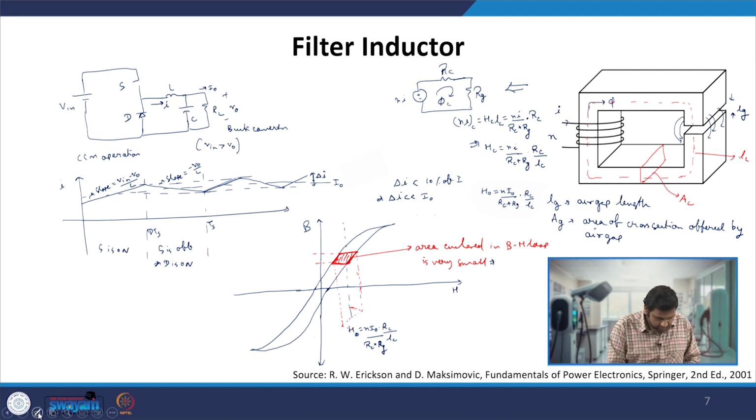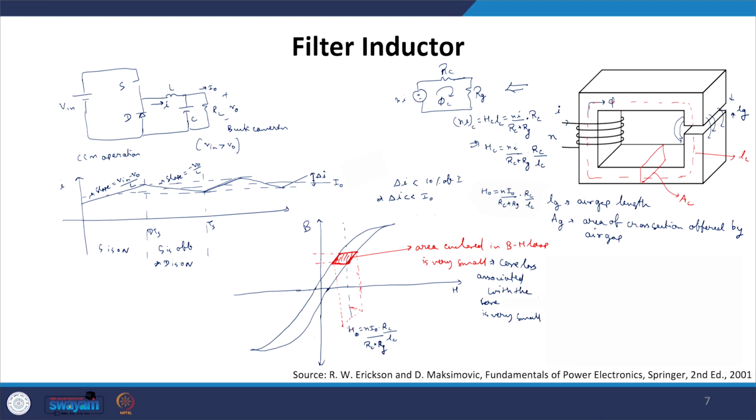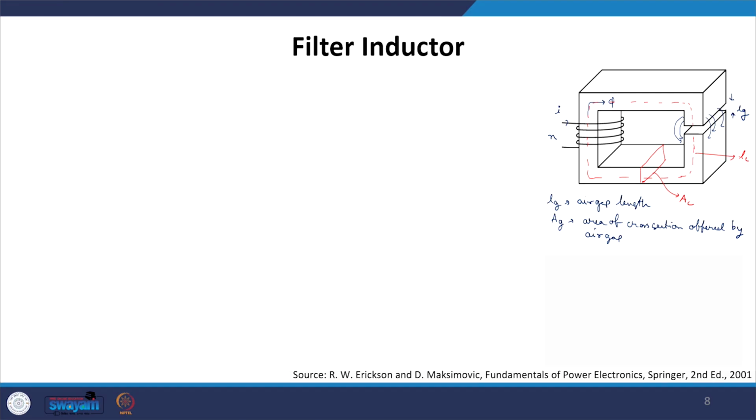that the core loss associated with the core material is very small. Since my area enclosed in the curve is very small, the core loss associated with that is very small, and it is primarily because the ripple in the inductor current is very small as compared to the average value of inductor current. So now let us try to see whatever understanding we got related to the filter inductor.